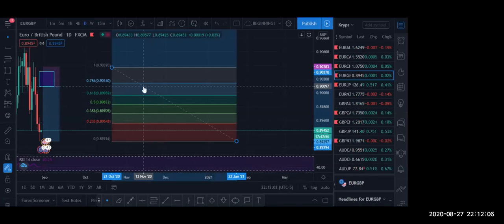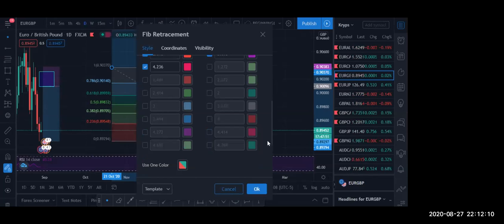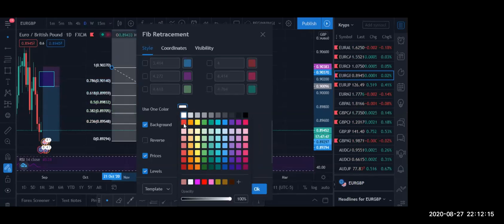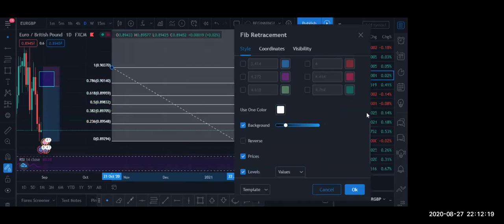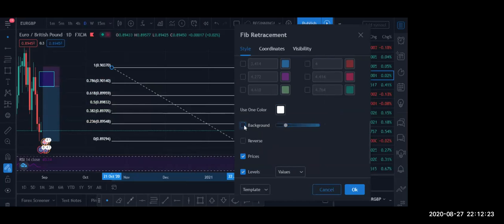I'm going to go to the settings. I don't know how to do the colors. Oh, use one color. I'm going to say white. And you see how the whole field is pretty much lit up white. Background, I'm going to take the background off.